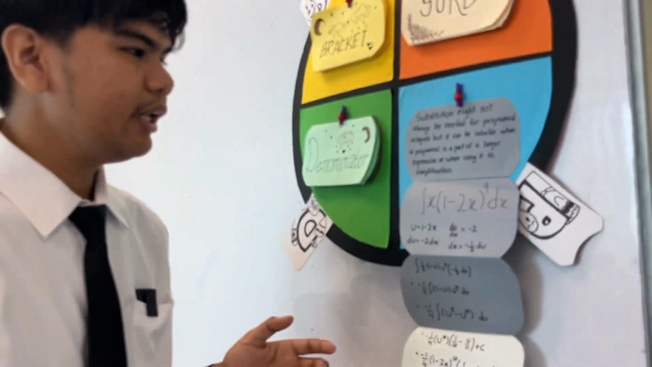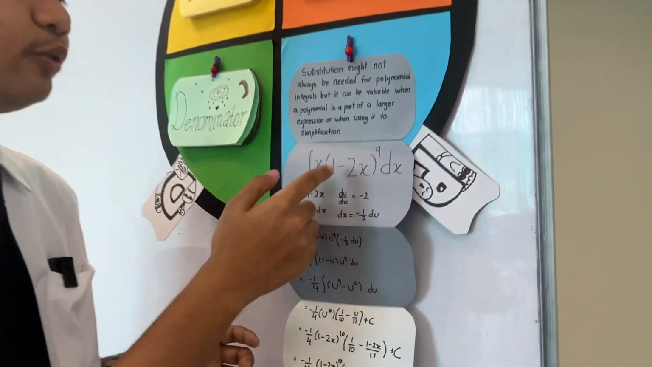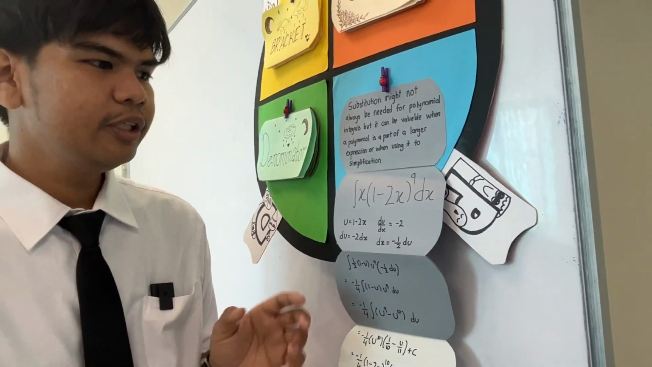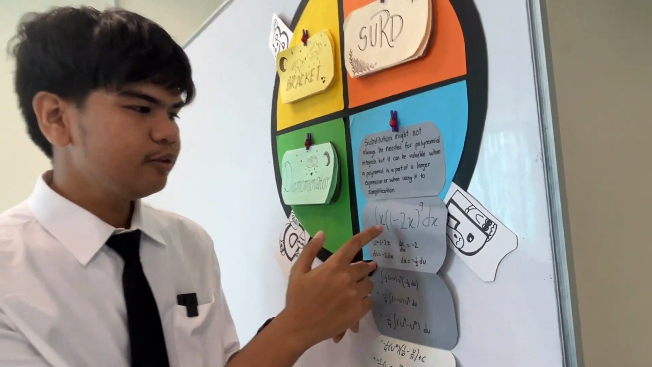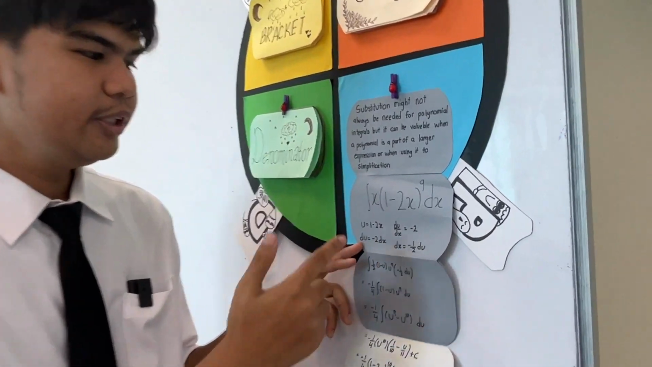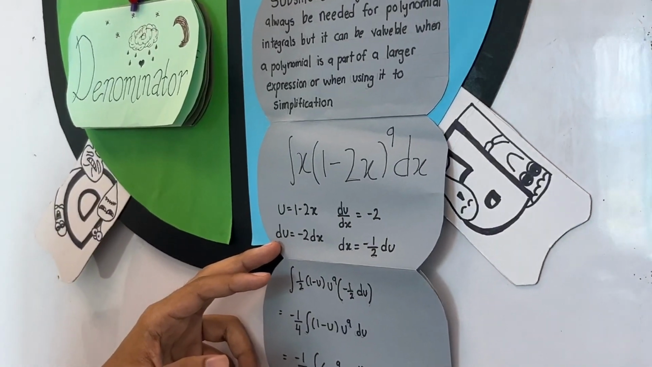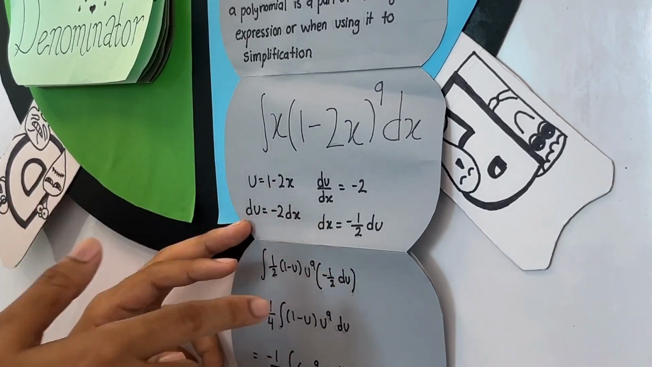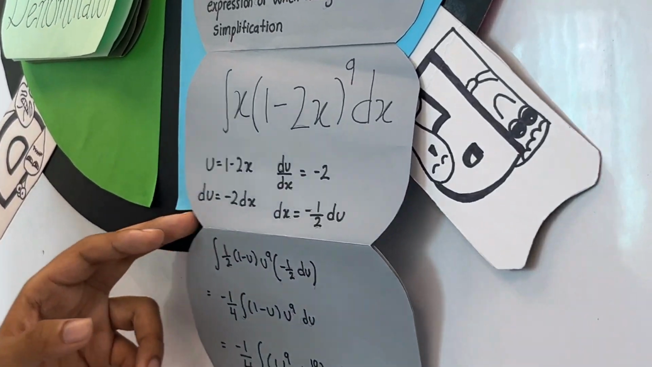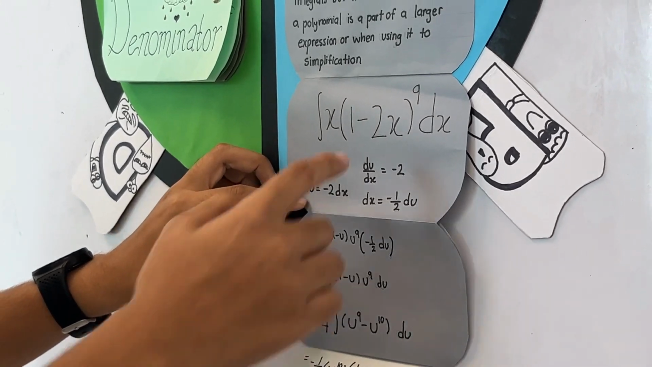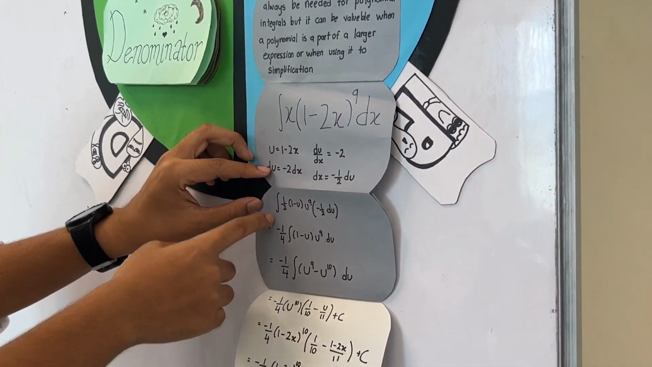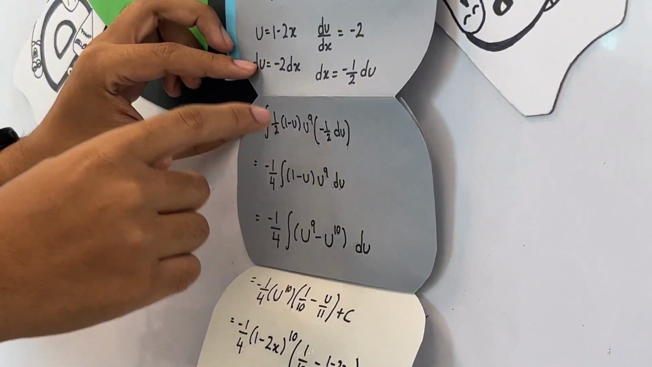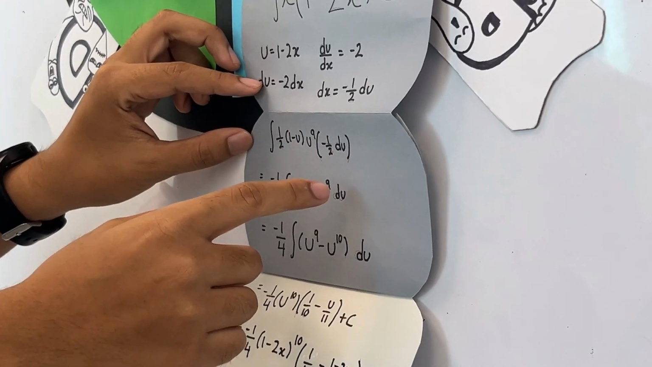If the question given is x in the bracket 1 minus 2x to the power of 9 dx, now we need to determine our u. For this question, I will choose u as 1 minus 2x, and our du is negative 2 dx, and du over dx is negative 2, and last but not least, dx equals negative 1 over 2 du. Then we substitute the u in our equation. Then we have this integral 1 over 2 in the bracket 1 minus u to the power of 9 in the bracket negative 1 over 2 du.